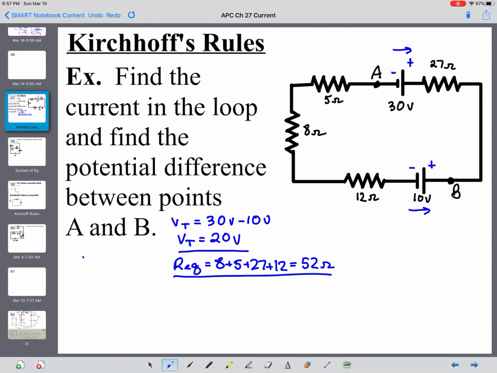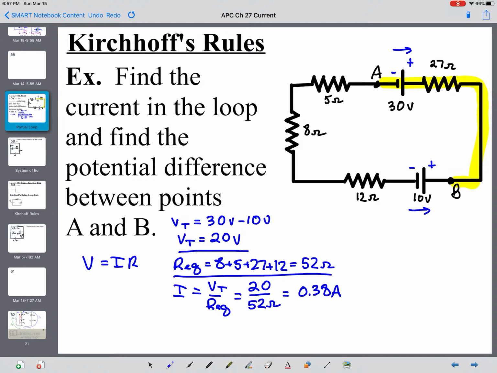Now, if we want to find the current by Ohm's law, I is going to be V total over our equivalent. So that's going to be 20 volts divided by 52 ohms, and that's going to give us a total current of 0.38 amps.